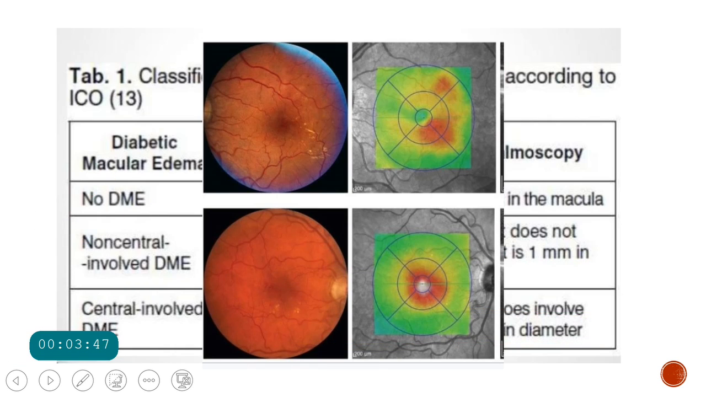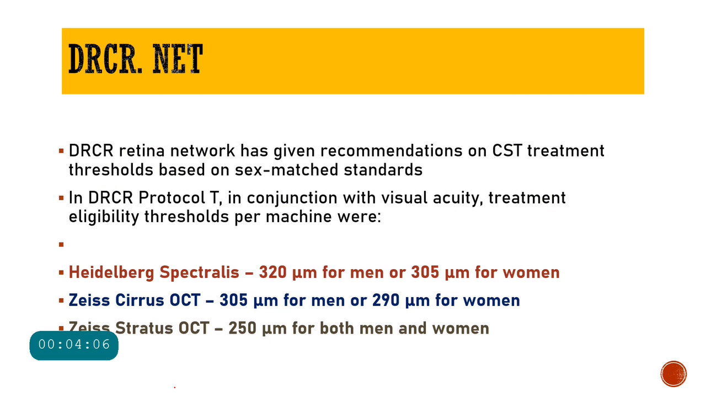So as you can see, and this is what I explained in my previous video as well, the first picture is of the non-center involving DME and the second picture is of the center involving DME. So such an ETDRS circle you can actually get on a macular scan on an OCT, which can help you classify DME into non-central and center involving, and specific documentation can be done using the OCT.